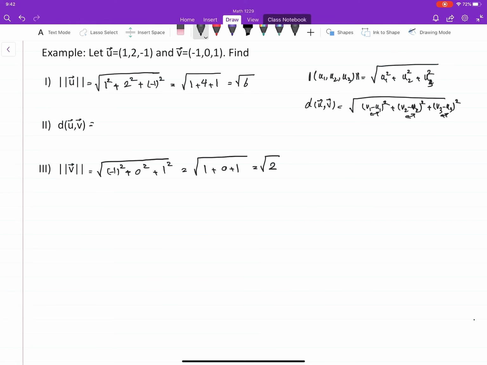How about the distance? The distance is: subtract the components, 1 minus -1. Again, it doesn't matter which one you subtract, because you're going to square it. Then 2 minus 0, then square, and then -1 minus 1 squared. When you do that, you add them.